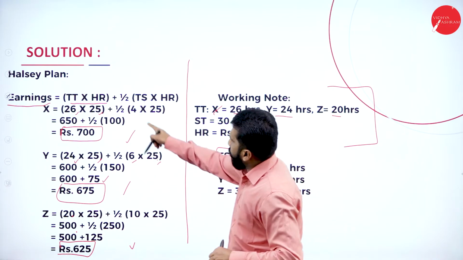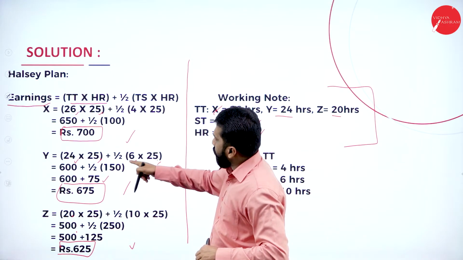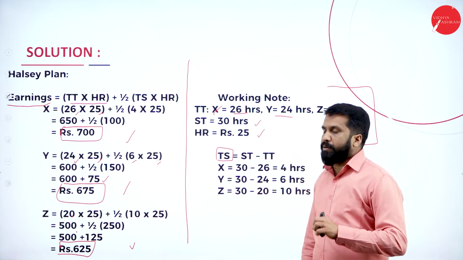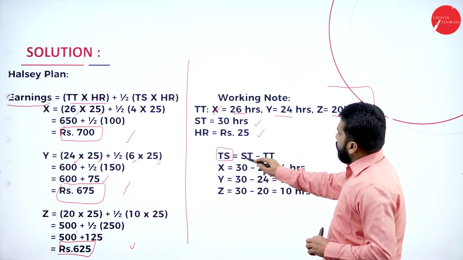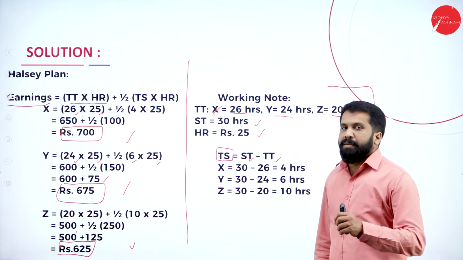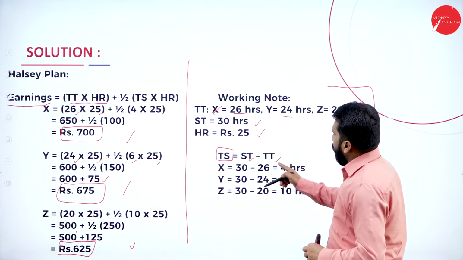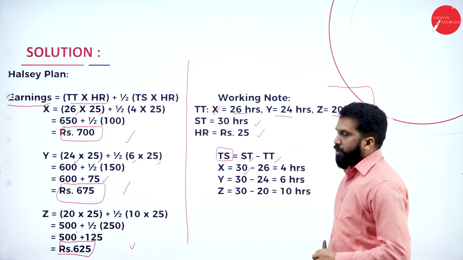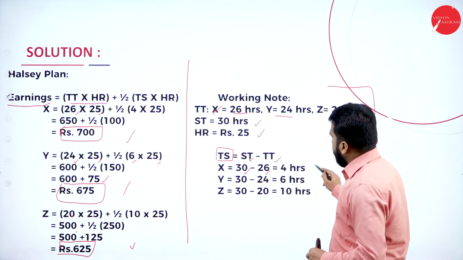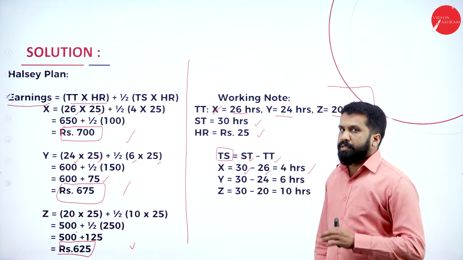Now, time saved, whatever we have written, time saved 4, 6 and 10. How to find out time saved? Simple. Your standard time minus time taken. What is your standard time? 30. What is your time taken? 26. 30 minus 26, it is 4 hours.